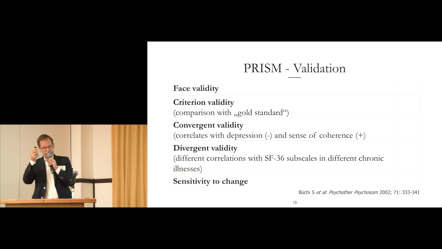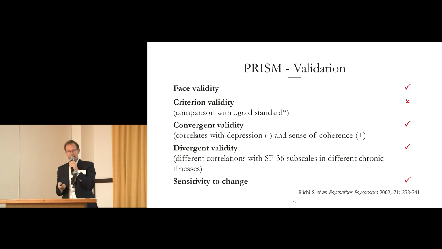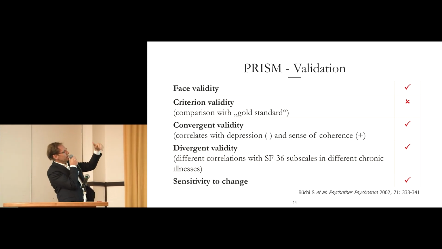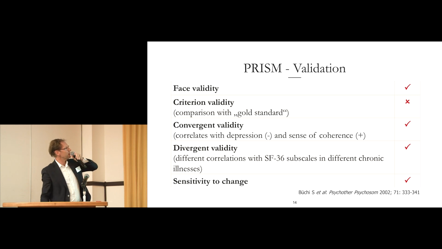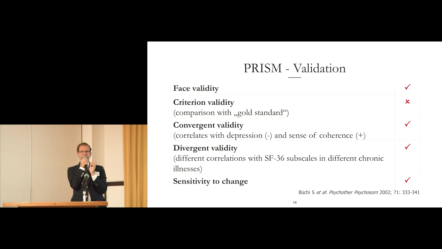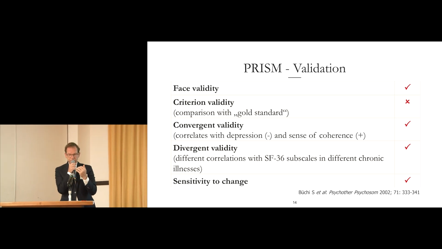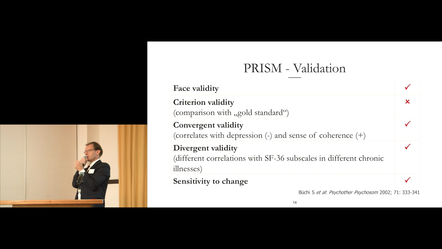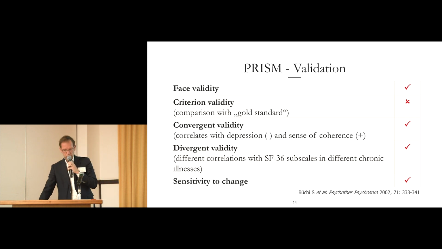We did a lot of work on a validated tool, and we found that we could do this validation concerning face validity, convergent, divergent. It's also astonishingly sensitive to change. So if you treat a chronic illness and there's a decrease in symptoms, you have a very sensitive change in the measure of PRISM. As there was no criterion validity, so there was no gold standard of what suffering actually meant, we couldn't do this validation.